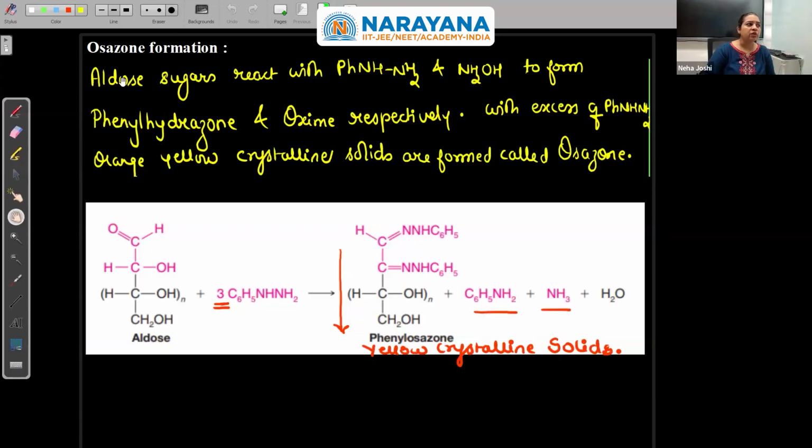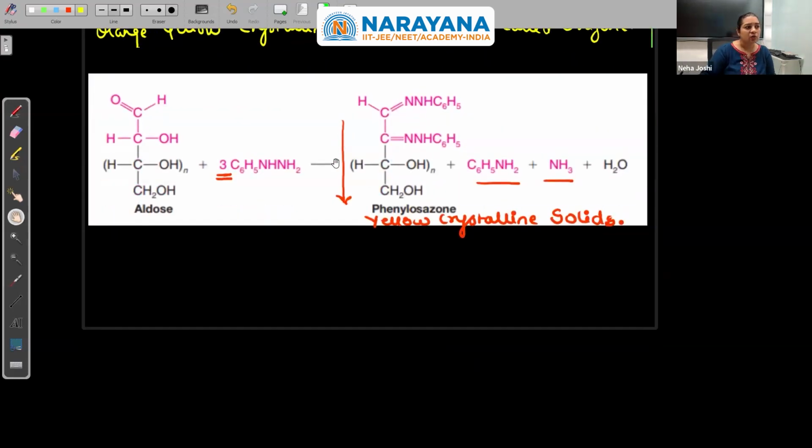Now, osazone formation: aldose sugars react with PhNHNH2 and NH2OH to form phenylhydrazone and oxime respectively. With excess of PhNHNH2, orange-yellow crystalline solids are formed, and this is not just for aldoses. This will be given by ketoses also. It is not about aldose or ketose, both types give it. These solids are called osazones.